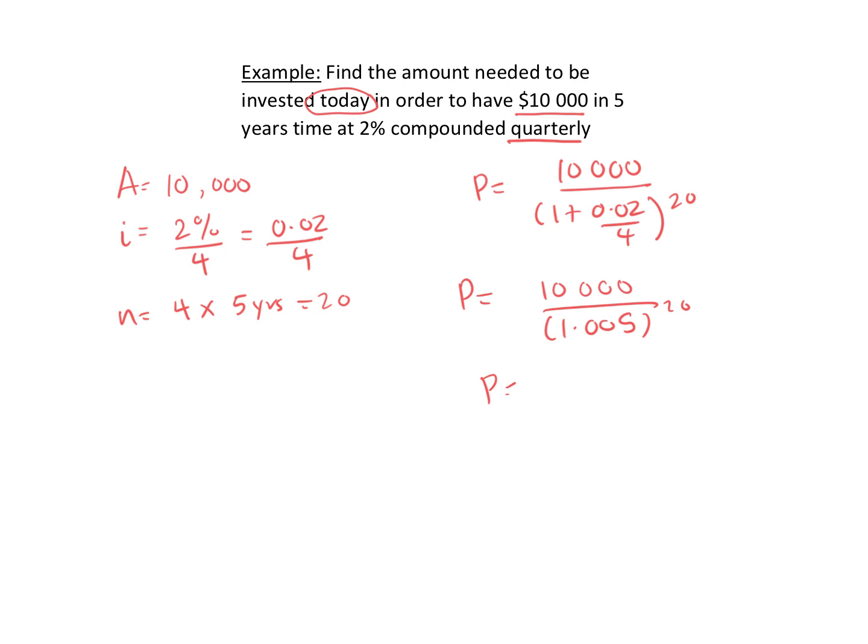And, oops, the calculator made a mistake there. Okay, let's try this again. Calculator died. Let's try this. 10,000 divided by 1.005 to the power 20. So that's 9,050. And what was the cents?